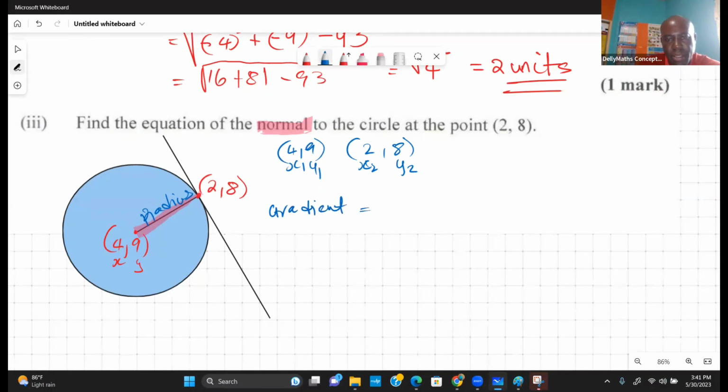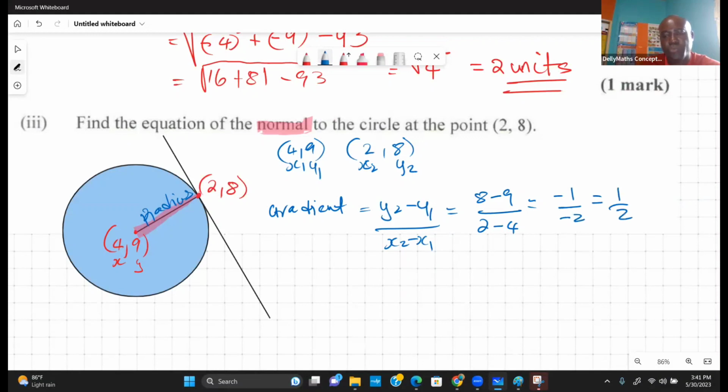So the gradient is going to be y2 minus y1 over x2 minus x1. We're looking at 8 minus 9 over 2 minus 4. That's going to give me negative 1 over negative 2, which is 1 over 2. Right? So negative 1 over negative 2. Just make sure that there is no error in terms of what we do. So it's a half.